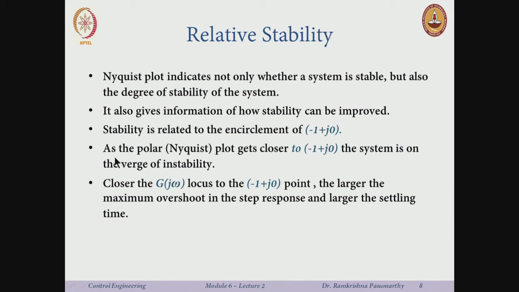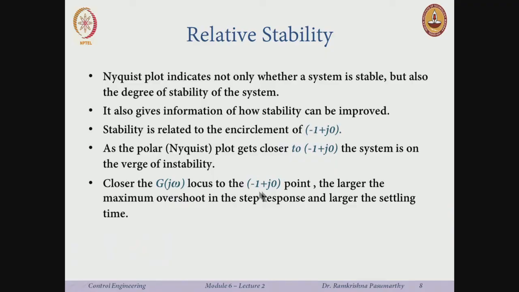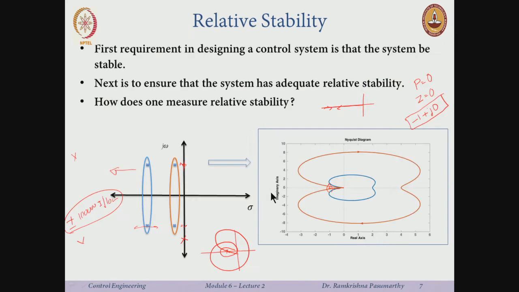So, what does the plot tell us, either the polar or the Nyquist, that as the plot gets closer and closer to -1 plus j0, the system is on the verge of instability. Okay? The closer it is to -1 plus j0, the larger is also the maximum overshoot in the step response, and so is the settling time. The closer I am to -1 plus j0, which means closer I am to the origin here, which means the damping is very small and things like that.